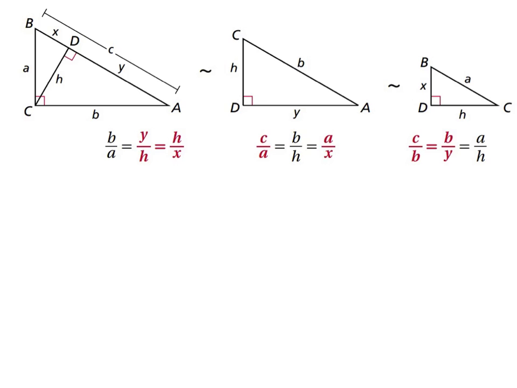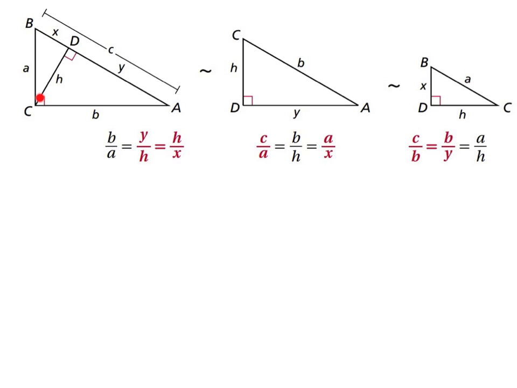So let's look at this first proportion. B divided by A equals H, or Y divided by H, which equals H divided by X. Now, why are these both H? Because they're both the same length. Part of the bigger triangle, it's the height. It's right there, the length of CD. So they're both H.